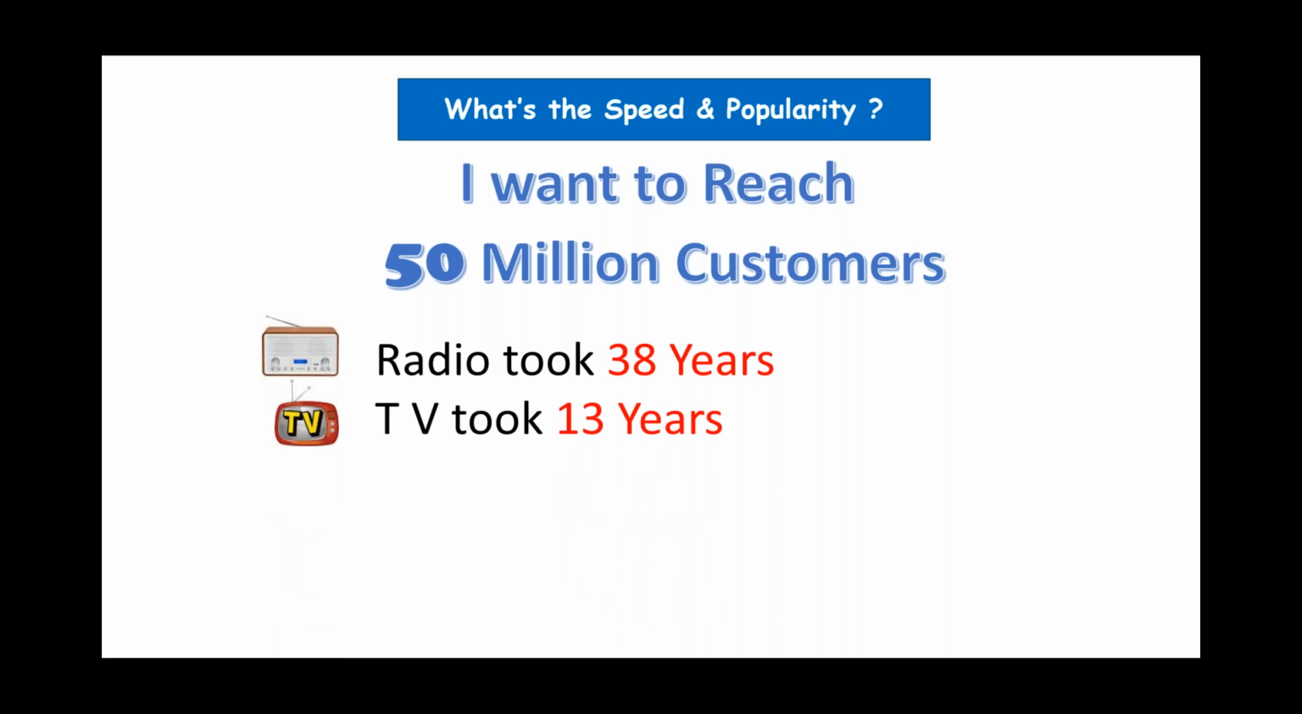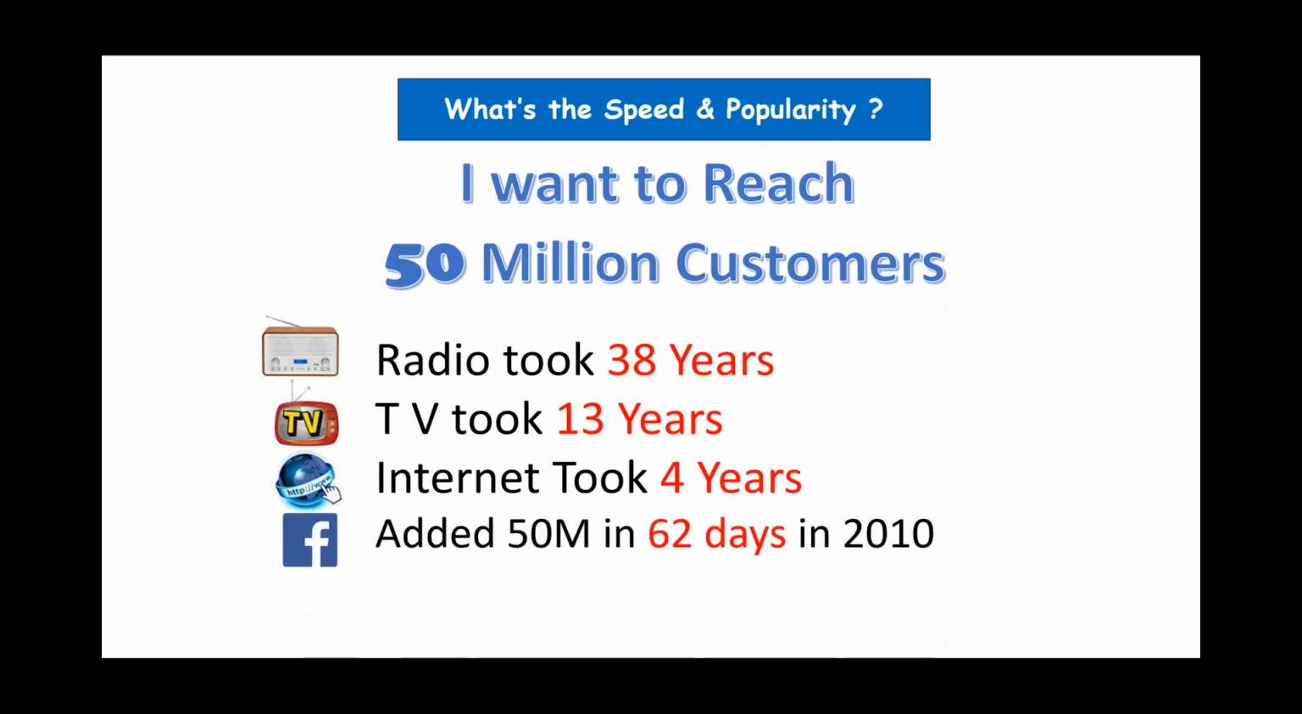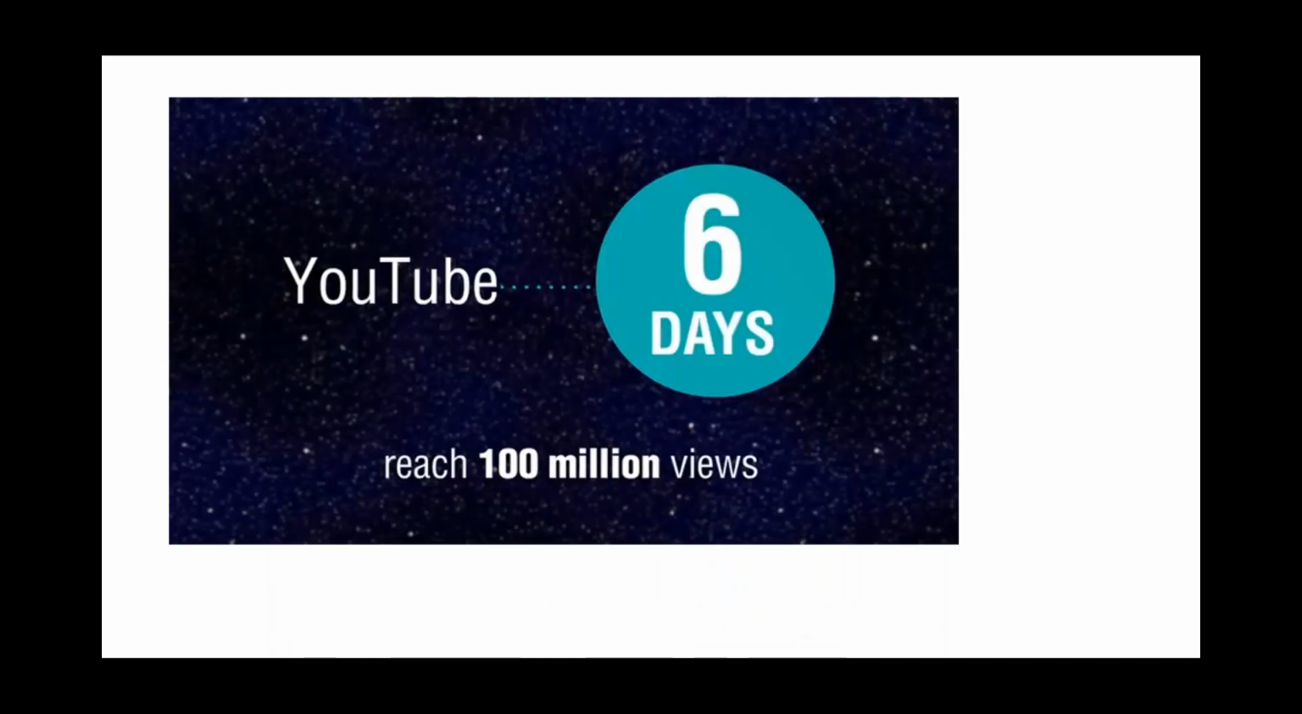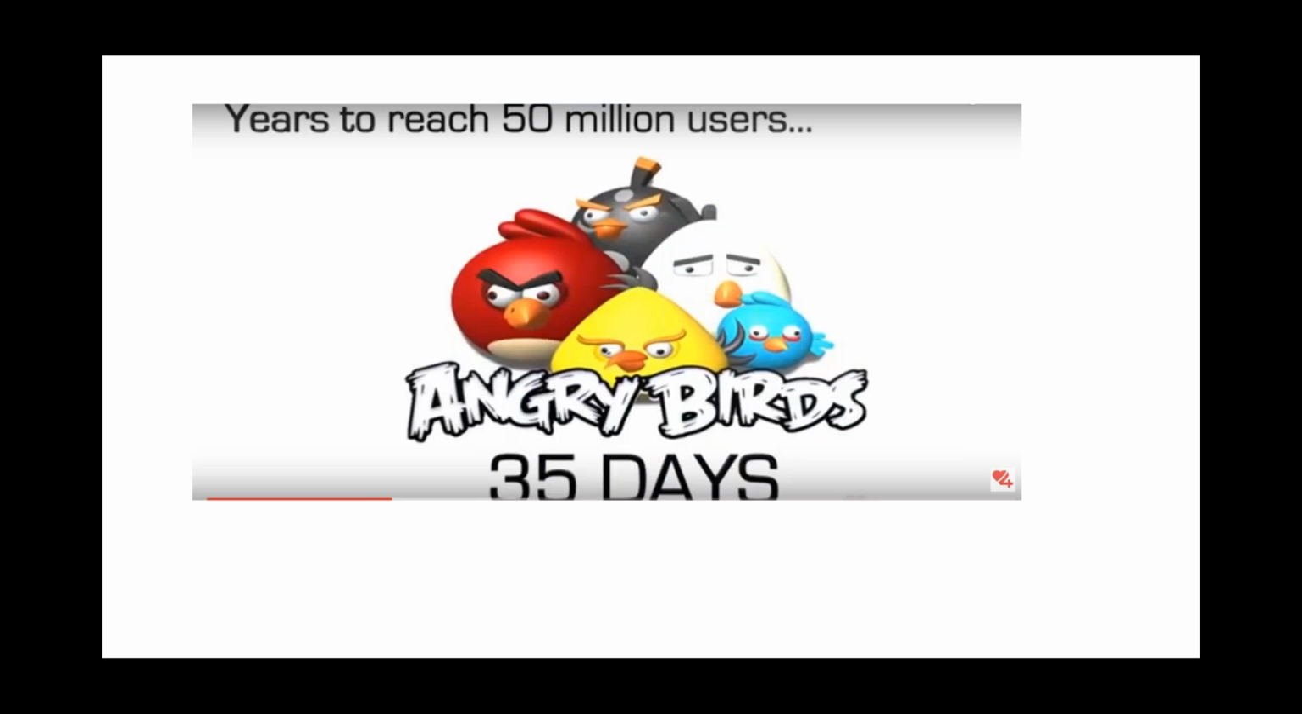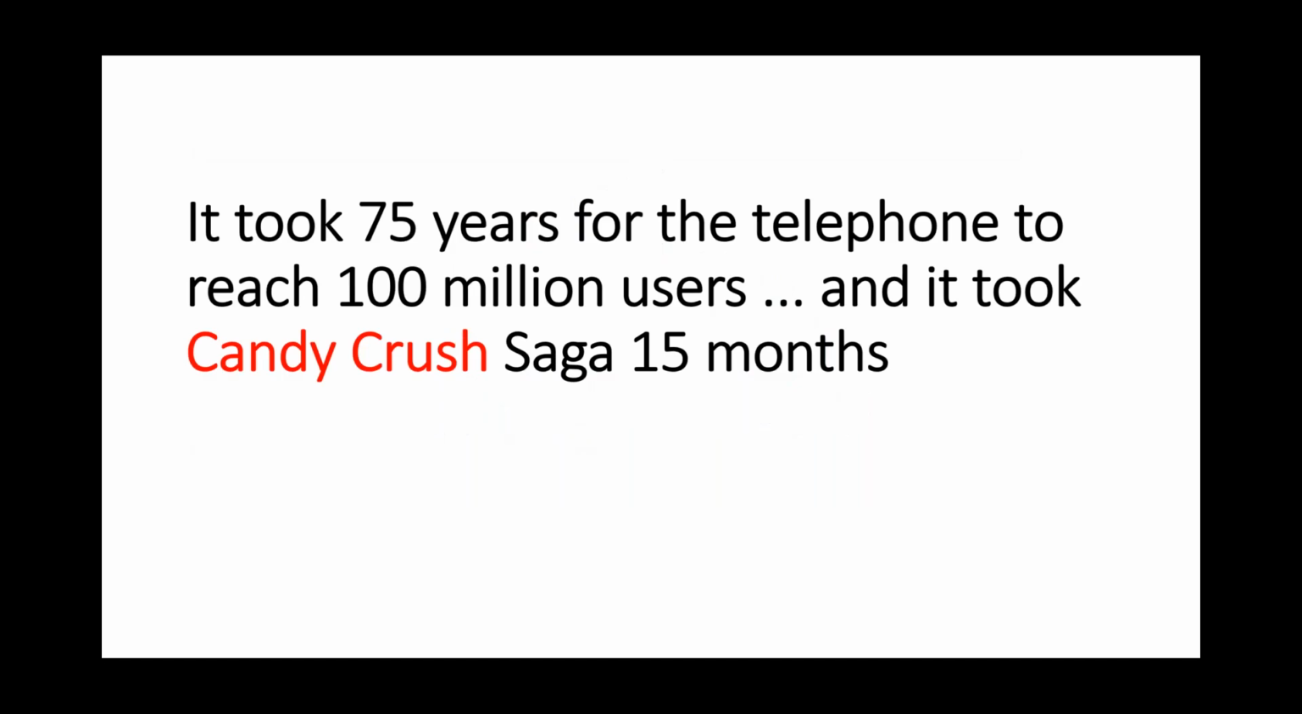But let's now get on to digital, and I'll show you how fast you can reach people. The internet did not take 13 years to reach 50 million customers, it just took 4 years. How about Facebook? 2 days. How about WhatsApp? Only 15 days. Anything less than that? YouTube. Within 6 days, it reached 50 million customers. Even games are becoming very popular. For example, Angry Birds reached 50 million customers within 35 days. And for television, it took 75 years to reach 50 million customers, but Candy Crush took only 15 months.